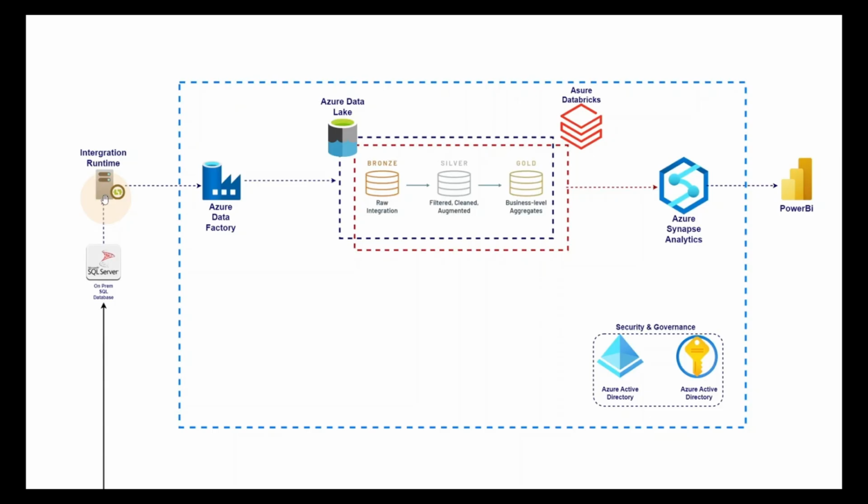After the data is loaded into the bronze layer, with the help of another service, Azure Databricks, we will filter and clean this data and load it into a silver layer that will contain the filtered and clean data from the bronze layer. And just to mention, the silver data, after the processing in Azure Databricks, will be loaded into Azure Data Lake.